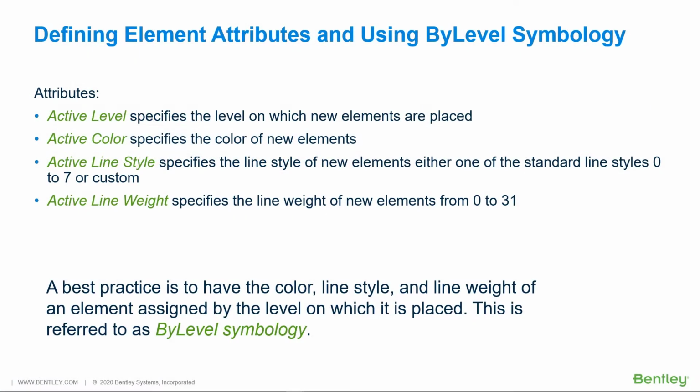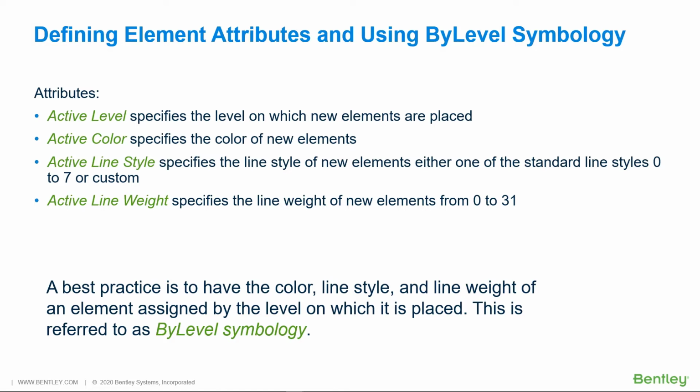To recap, active level specifies the level on which the new elements are placed. Active color specifies the color of the new elements. Active line style specifies the line style of new elements, either one of the standard line styles, 0 to 7, or a custom one. Active line weight specifies the line weight of new elements from 0 to 31.